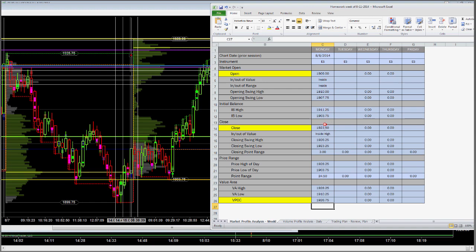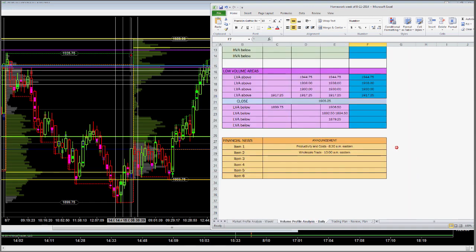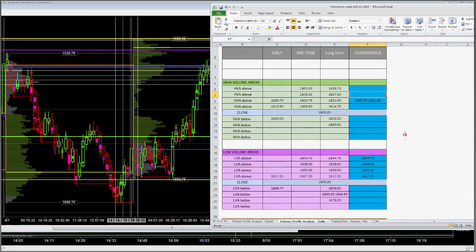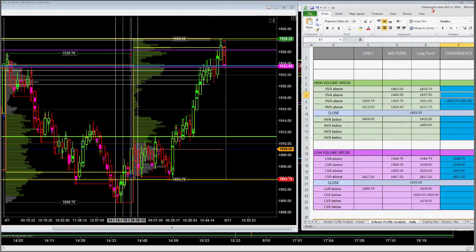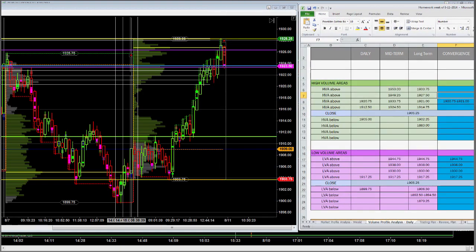If the numbers are just numbers and you're just doing it to plug the numbers in, if they don't have meaning to you, then the exercise is kind of in vain and you won't get out of it the value of actually going through the numbers. So the next thing I do is I go through the volume profile and I start completing this chart.